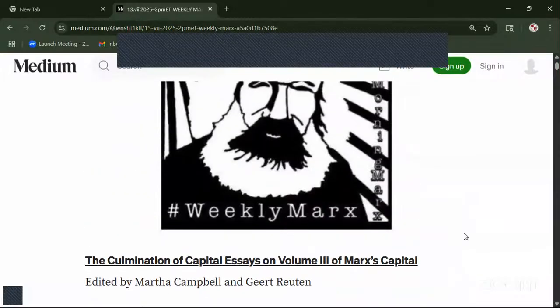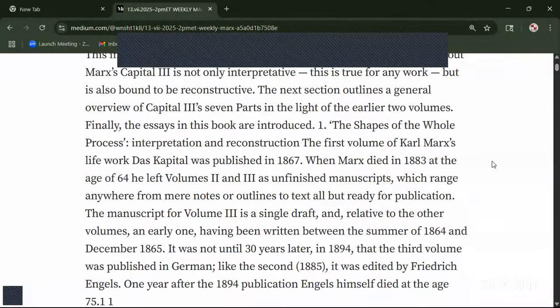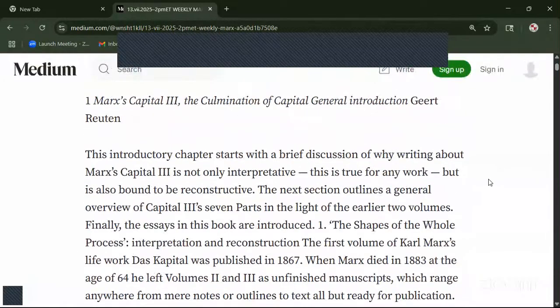This introductory chapter starts with a brief discussion of why writing about Marx's Capital 3 is not only interpretive, this is true for any work, but is also bound to be reconstructive. The first section outlines a general overview of Capital 3's 7 parts in light of the earlier 2 volumes. Finally, the essays in this book are introduced. This is the introduction to a collection of essays.